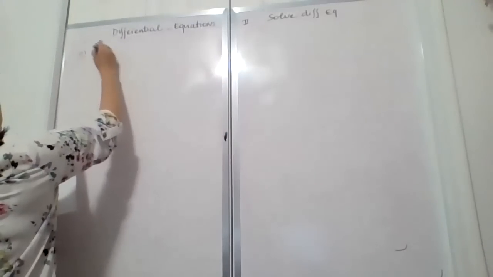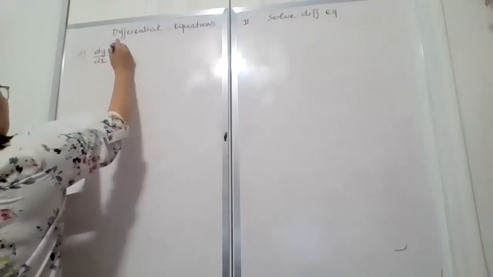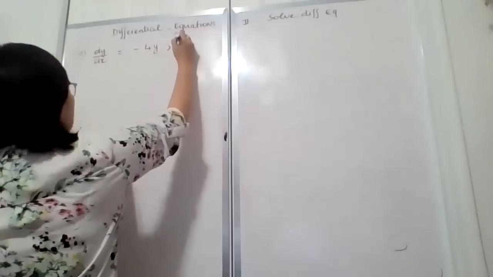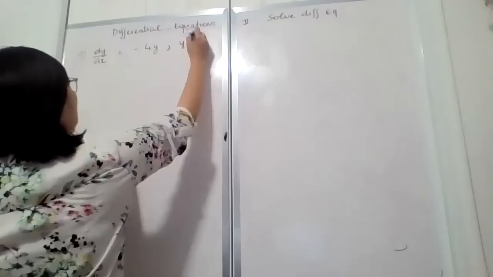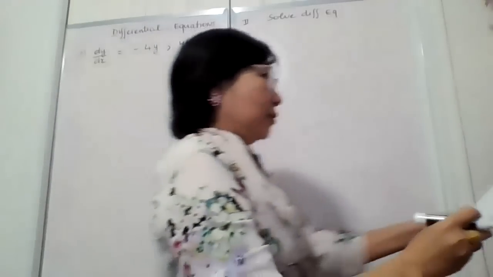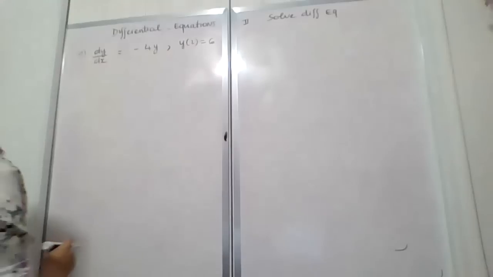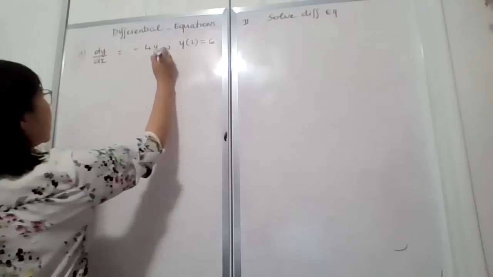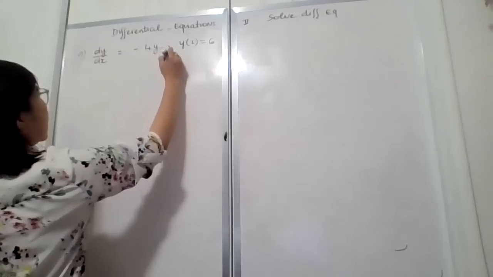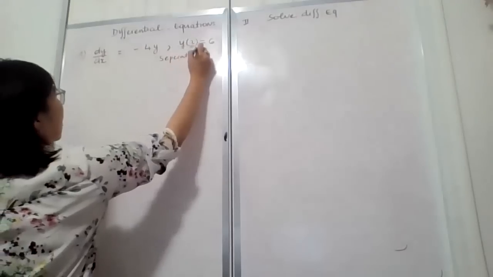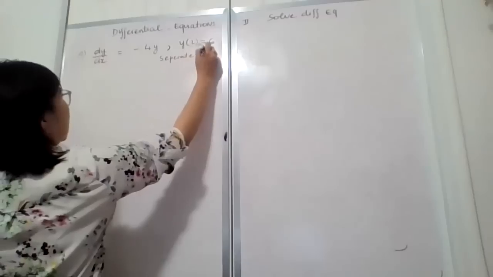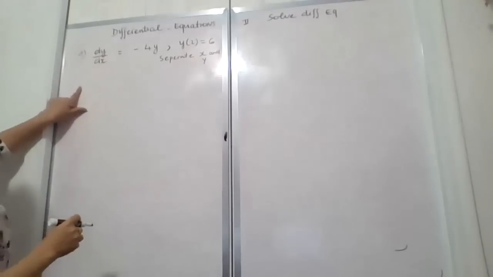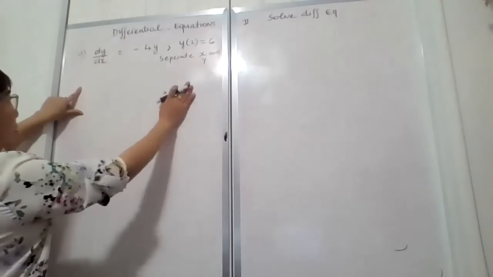So we have the equation dy over dx equal minus 4y. How are we going to solve this? And given the information is y of 2 equals 6. Okay, so let's see how I'm going to solve it. Now, to solve this equation, step 1, right, is to separate x and y. So we're going to bring y to the left-hand side and we bring x to the right-hand side.